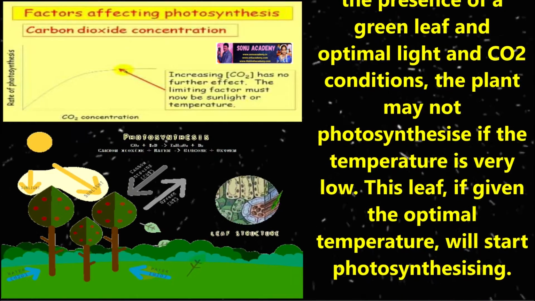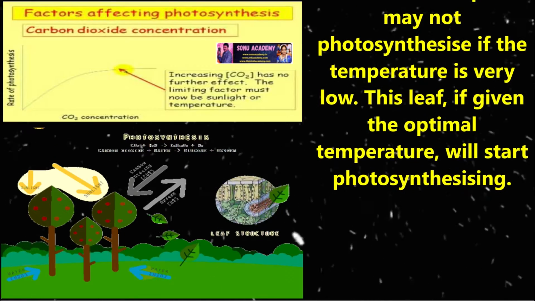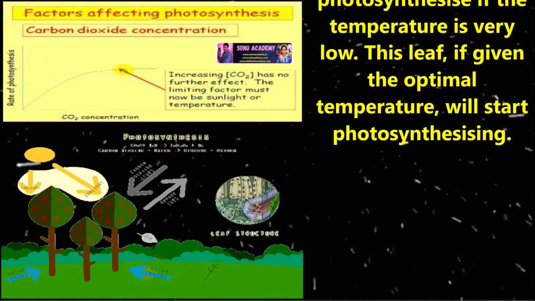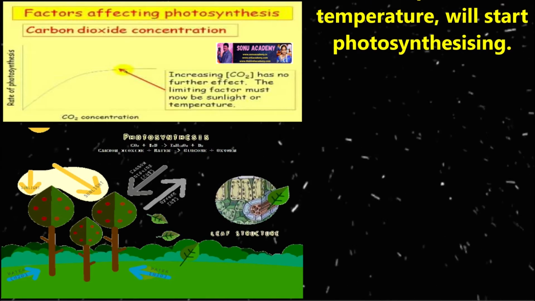For example, despite the presence of a green leaf and optimal light and CO2 conditions, the plant may not photosynthesize if the temperature is very low. This leaf, if given the optimal temperature, will start photosynthesizing.